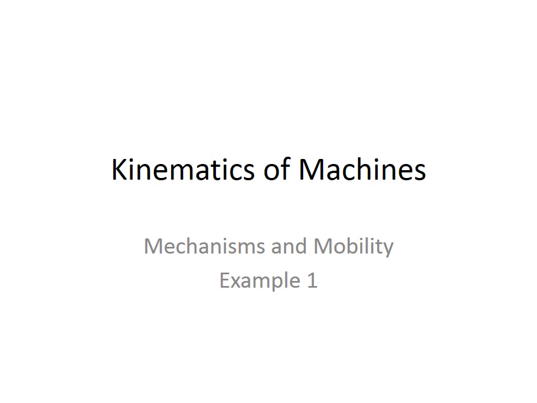In this example, we want to determine the mobility of a mechanism. The mobility, or degree of freedom, of a mechanism is the number of independent inputs or coordinates which is required to precisely position all the links of a mechanism with respect to the ground or the frame.